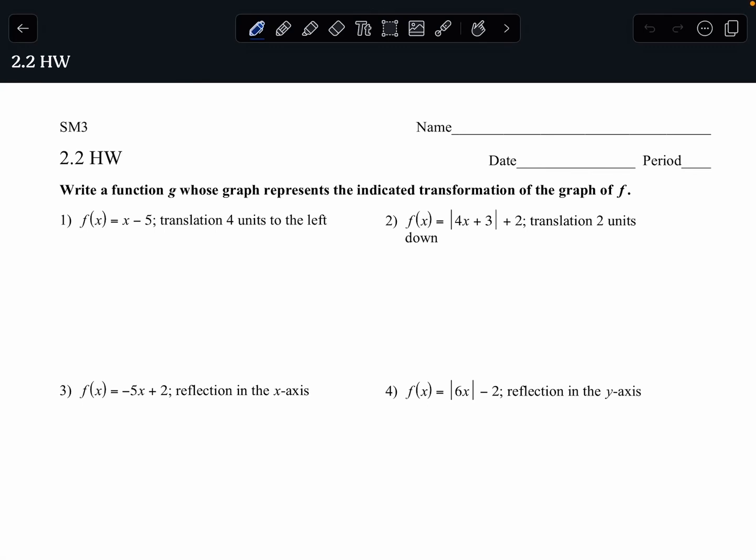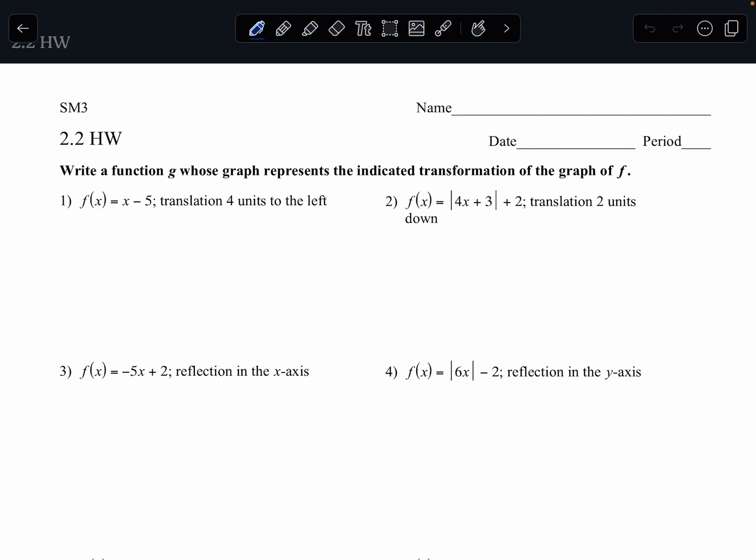Hey guys, this is going to be a video on 2.2 homework. In this one, we're going to be applying transformations to functions.